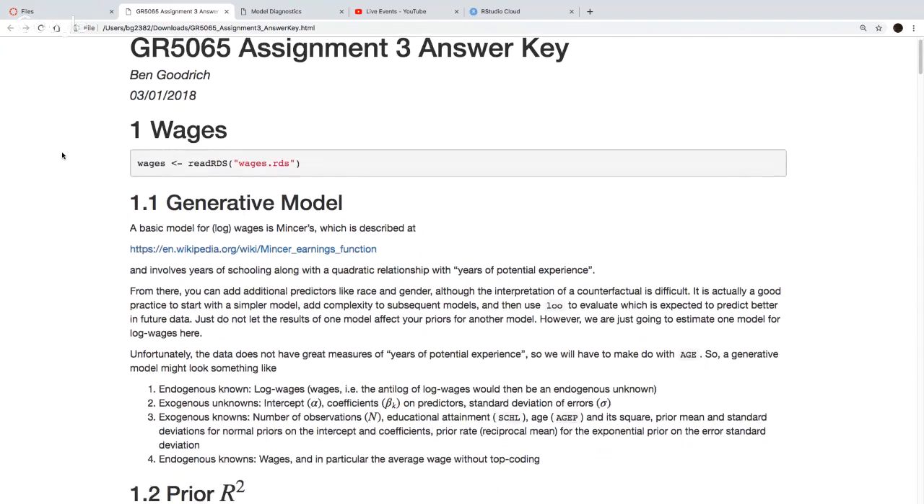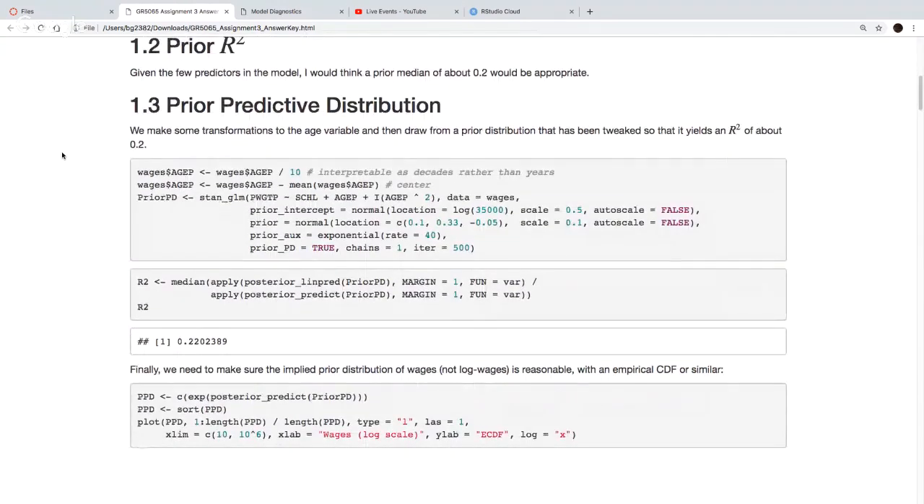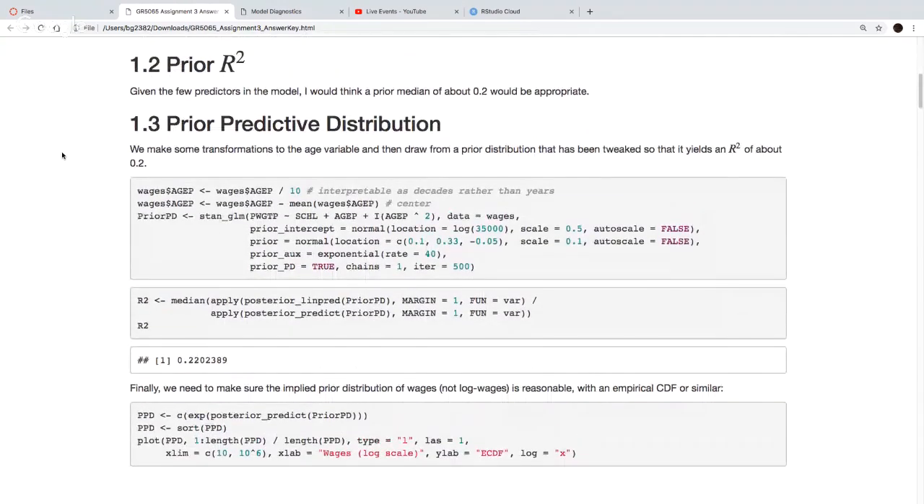Okay, so what would be a reasonable prior R squared? Hard to go too low, just because these predictors are not exactly ideal ones. But I put in a prior median of about 0.2, and then you can go on to draw from the prior predictive distribution.